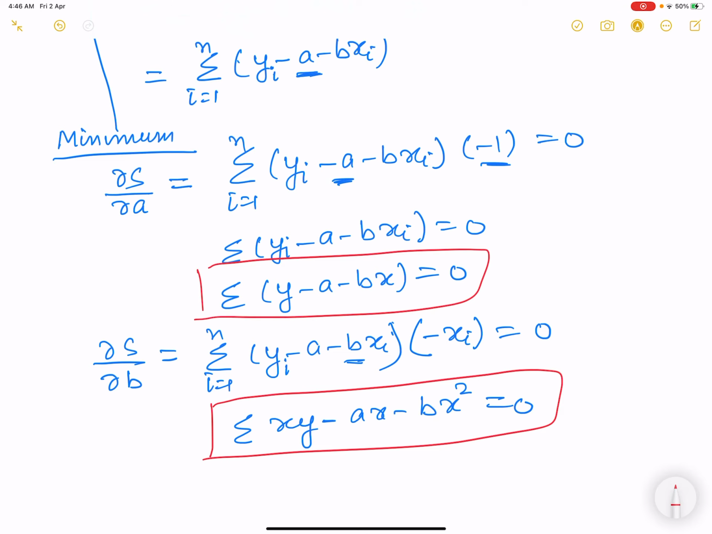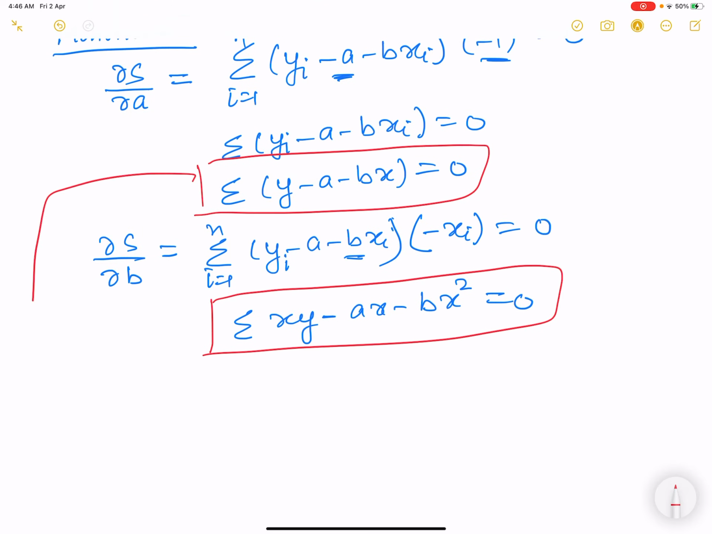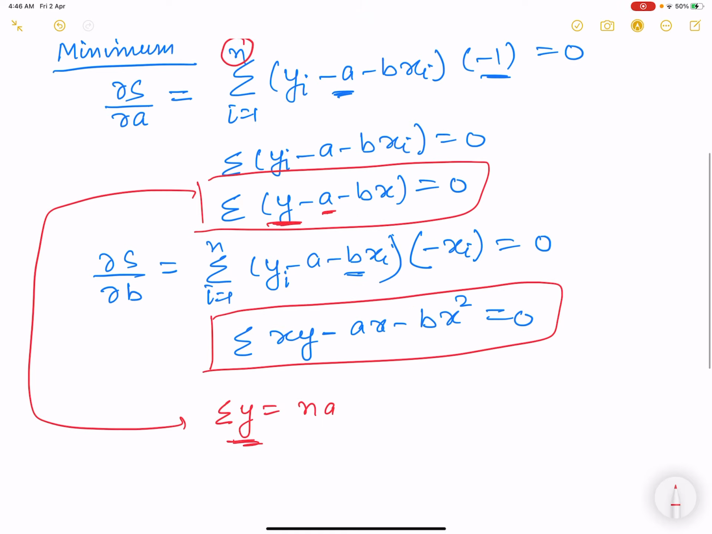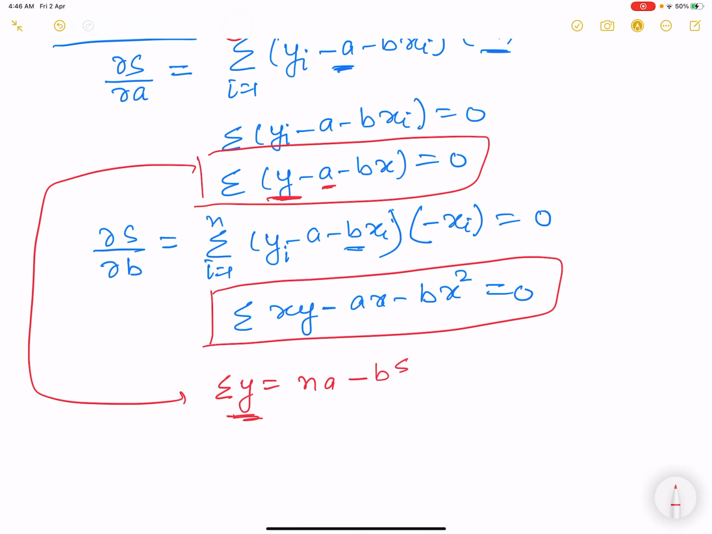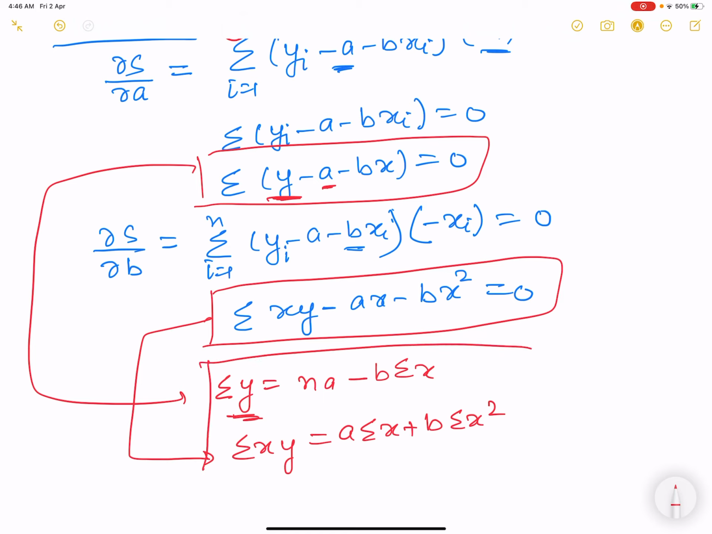Let us rearrange these two equations and write them. This equation is sigma y is equal to, now I am taking the summation. So y is a variable, it is sigma y. a is a constant. If we sum it up n times, it will be na. See, we are summing this n times, na, plus b sigma x. Similarly, for the second one, we get sigma xy is equal to a sigma x plus b sigma x square. So these are the two equations which you have to remember in order to solve any of the questions.